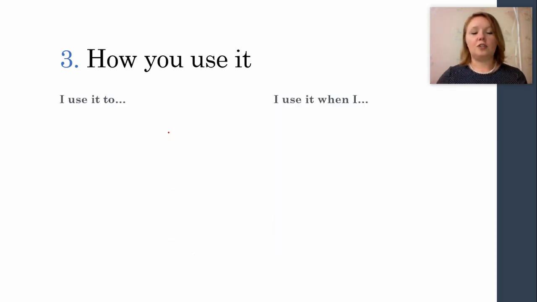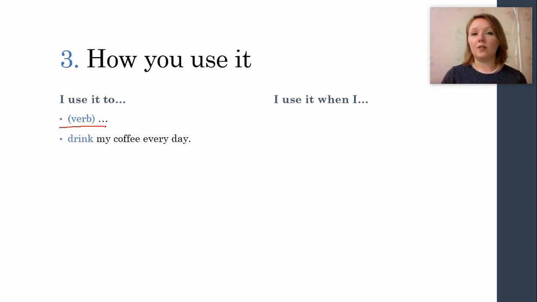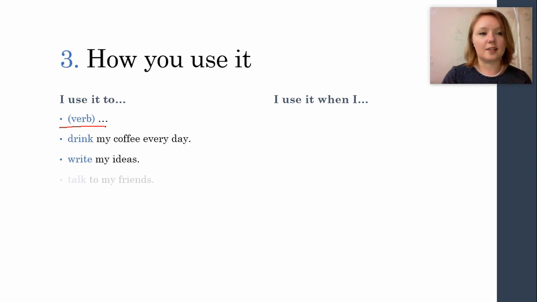So let's look at these two ways to talk about how we use something. Let's start with, I use it to. If we want to say I use it to, then we have a verb and continue our sentence. Let's look at some examples. I use it to drink my coffee every day. I use it to write my ideas. Maybe a pen, for example. Or my phone, I use it to talk to my friends. What do you use it to do?